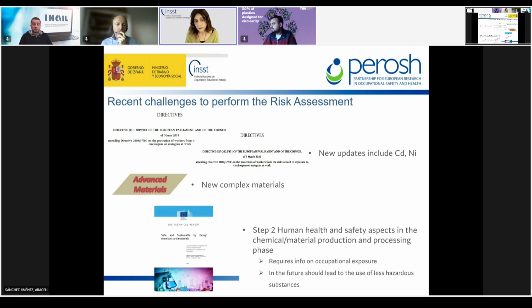And recently, the European Commission published a framework for the safe and sustainable by design of chemicals and materials. And this framework in step 2 requires information on occupational exposure. The framework is for use by industry on a voluntary basis at the moment. And the advantage is that, hopefully in the future, it will facilitate the role of occupational health and safety professionals because there will be fewer toxic substances in the workplace.